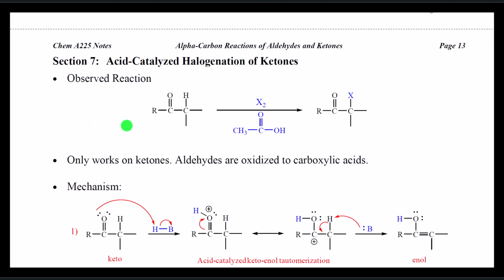The observed reaction looks like this. We start with a ketone. We treat it with a halogen like Cl2 or Br2 in acetic acid. At the end of the reaction, we will have replaced an alpha hydrogen with a halogen.